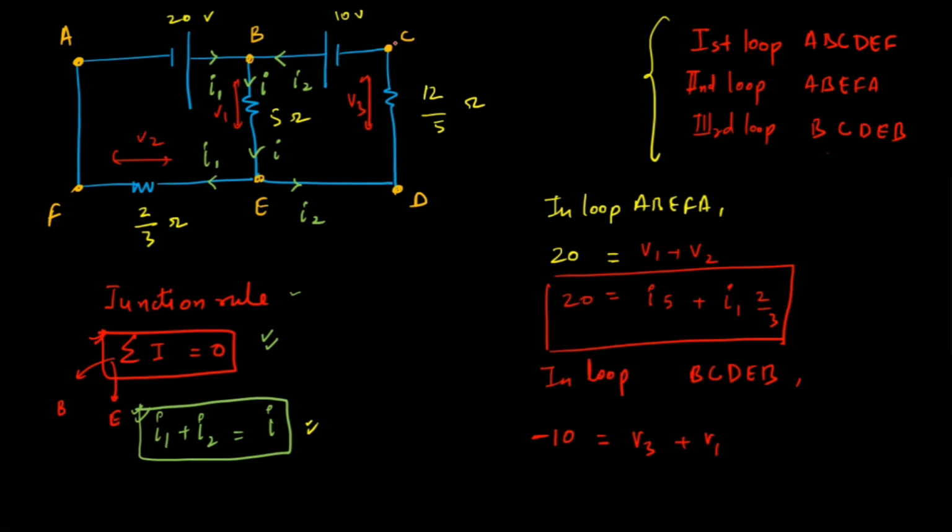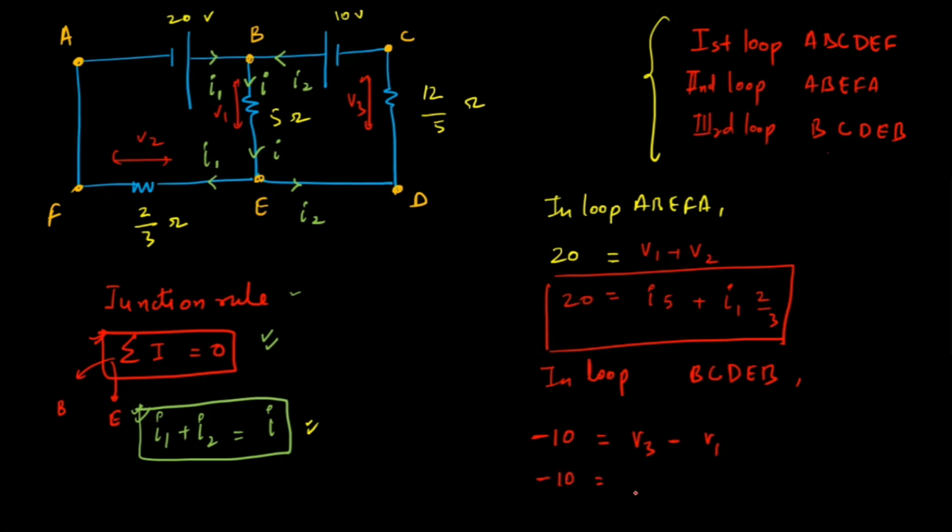Why? Because the BC wire has a 10 volt battery, the CD wire has a 12 by 5 ohm resistor, DE has nothing, and EB has V1 potential. Now, the sign convention once again: this V1 is going to be negative V1, because we are reading the circuit from E to B and current is heading from B to E. This makes the value negative. So ultimately we'll have minus 10 equals V3 plus V1.